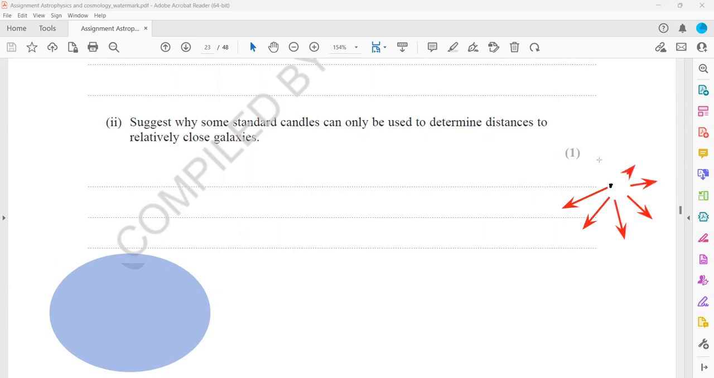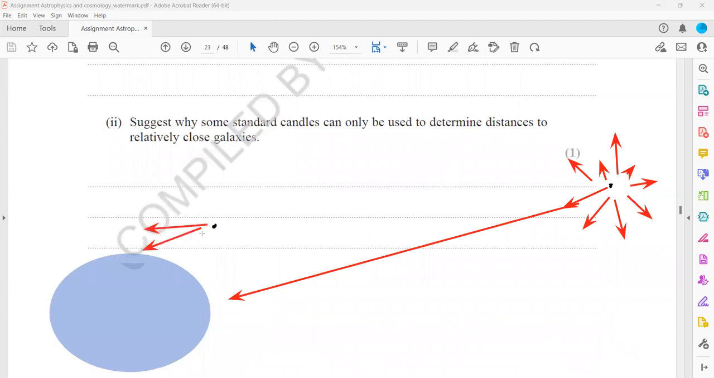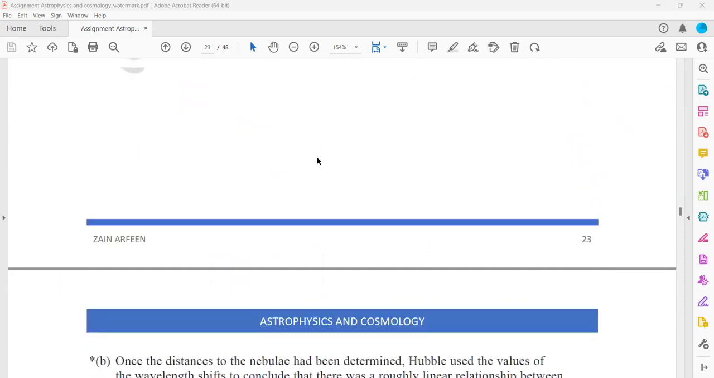It is emitting light, but the flux which we receive will be a very small amount as compared to objects which are closer to us. So when we are measuring flux, it will be easy to measure it for the objects which are closer to us. So the idea suggests why some standard candles can only be used to determine distance to relatively close galaxies: if the galaxies are far, the flux will be very small, or the brightness will be too low, or we may receive only a very small quantity of light. That's why it will be difficult to determine the actual distance.